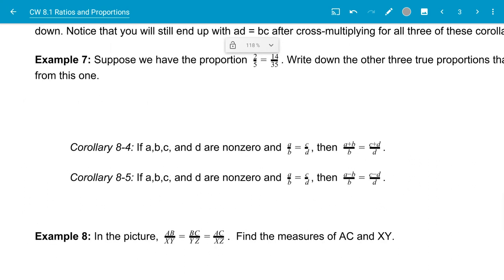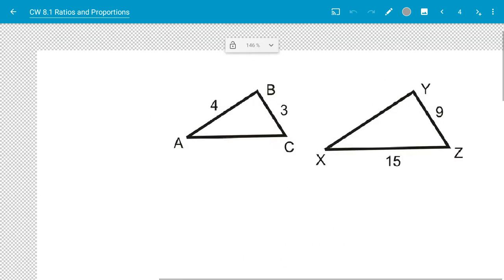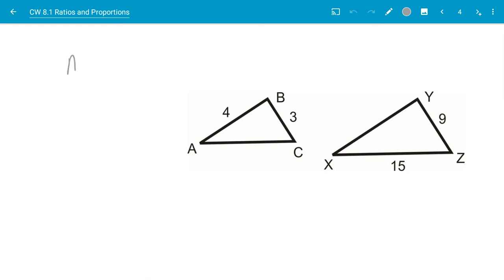So this is really weird. It's not the same on your paper as it is on mine, but it says in the picture, AB over XY is equal to BC over YZ and AC over XZ. It says find the measures of AC and XY. I have to flip over to the next page, and here we see it. So I know that AB over XY is equal to BC over YZ is equal to AC over XZ.